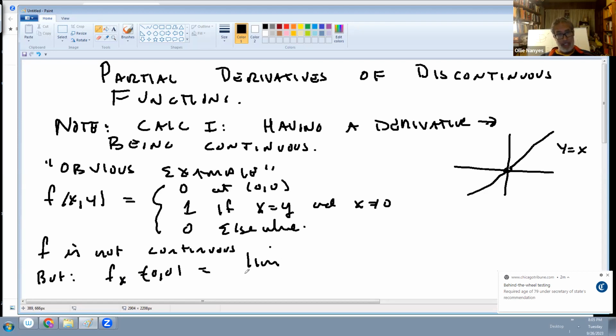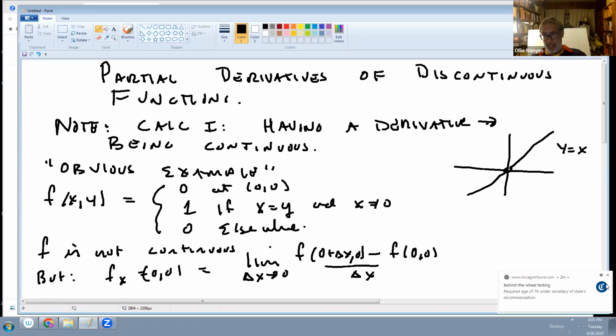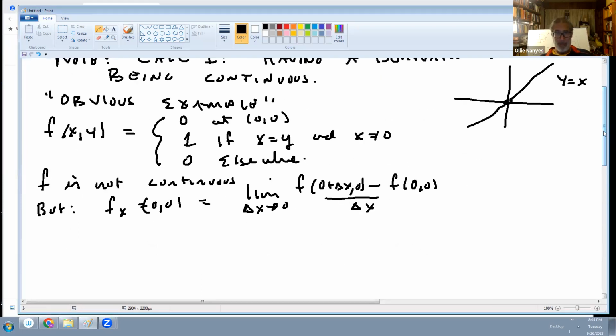will be the limit as a change in x goes to 0 of f of 0 plus change in x, minus f of, oh, I just screwed that up, didn't I? I've got my calculus mode a little bit too much. And that has to be a 0 here. Minus f of 0, 0 over delta x. Okay, so let's see what we get here.